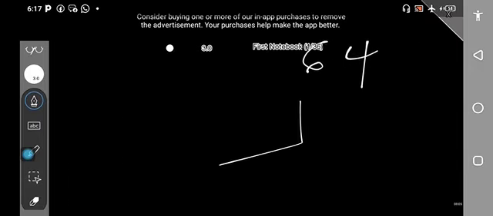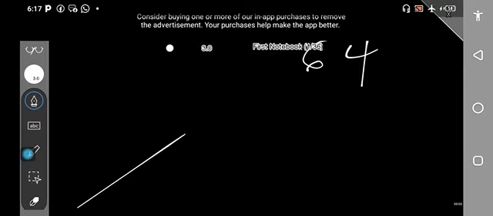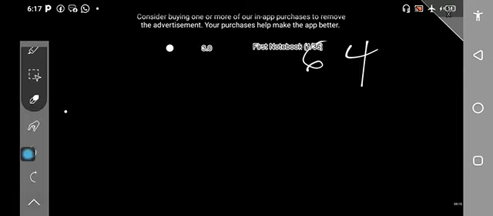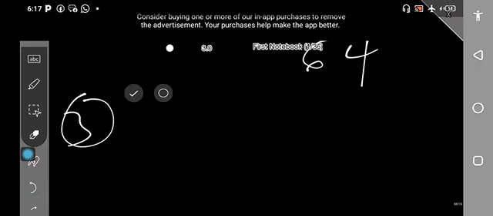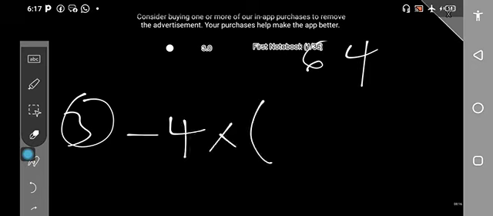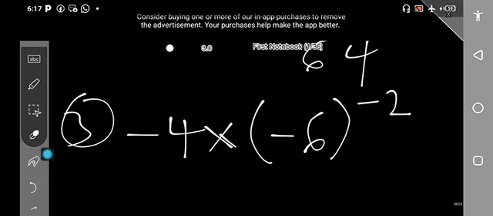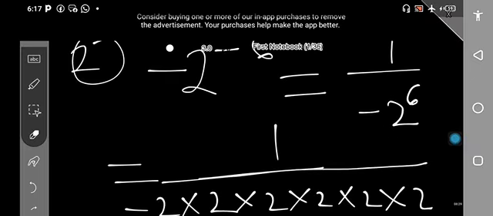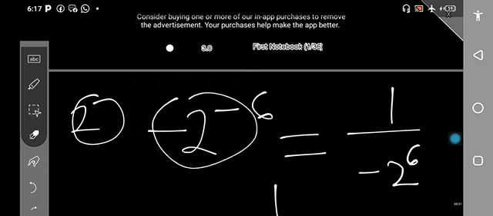And number 3, so moving on to the third example now, we have minus 4 multiplied by minus 6 raised to the power of minus 2. All right, you can see that now there's a difference between this one and this one here, right? Because this minus is not written in the brackets, right? It's not in the brackets with this.